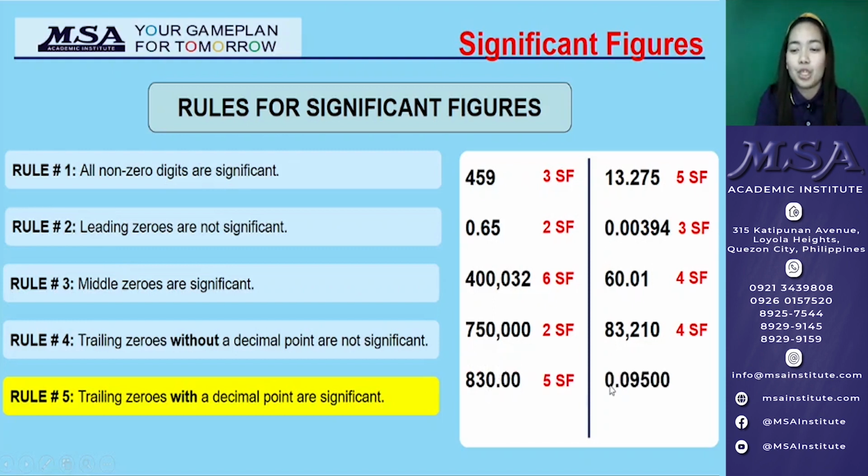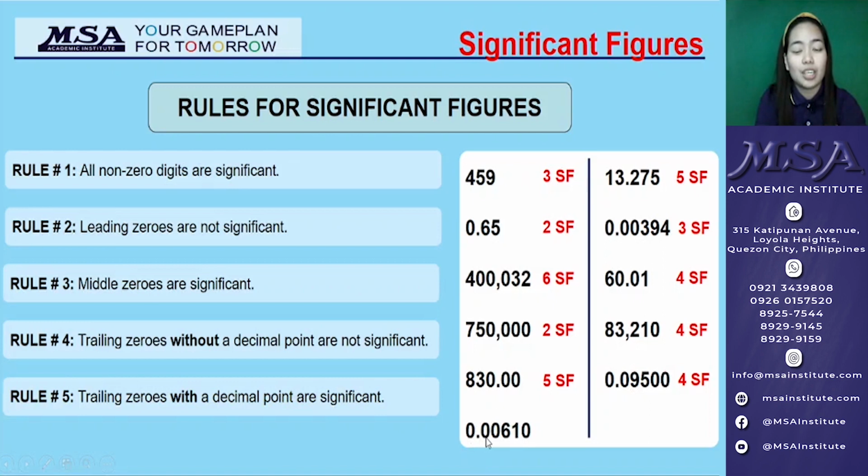Okay, next one, we have 0.09500. Remember that leading zeros are not significant, so we'll start counting at 9. So it will have 1, 2, 3, 4, 4 significant figures. Okay, so these are the rules for significant figures. Now, let's try to apply it in this example.